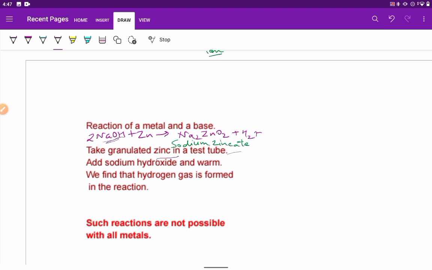But here there is an important point to note that these reactions are not possible with all metals. This reaction, that is with the base, is not possible with all the metals.